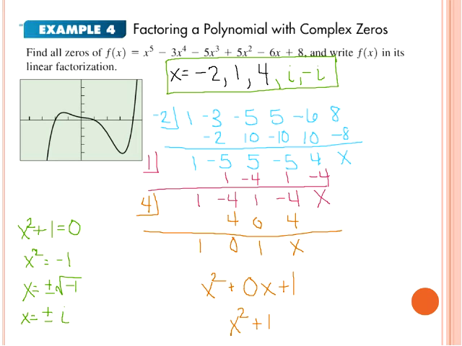Now it does say to write the linear factorization of that. So technically we would do an x plus 2, an x minus 1, an x minus 4, and believe it or not, we can actually write the last one using the x squared plus 1. If you wanted to do an x minus i and an x plus i, you could, but an x squared plus 1 is also acceptable.